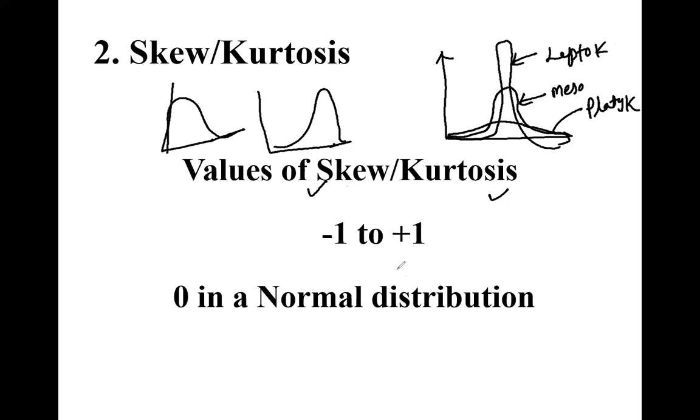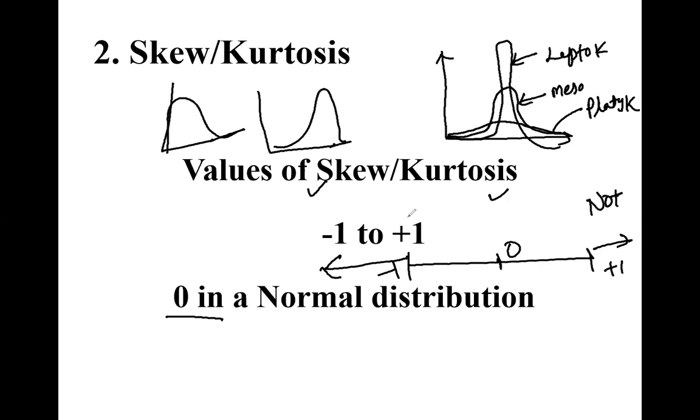Through the value of skewness and kurtosis. If the value is between -1 and +1, it means the data is normally distributed. Ideally, the skewness and kurtosis value should be 0, but that is not possible. So when the skewness and kurtosis value is outside -1 and outside +1, the data is not normal.